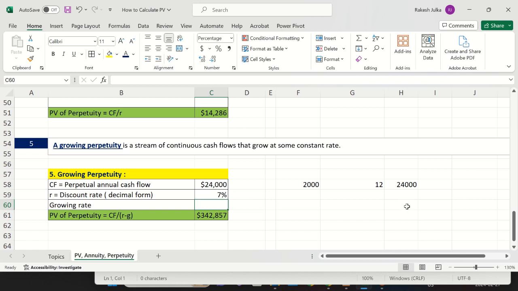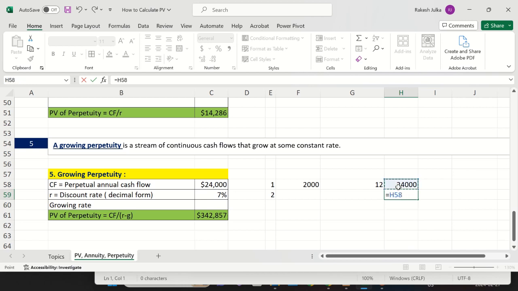Let's say we know the inflation rate is 3%, right? So I want not only $24,000, but next year, the second year, I want not 24,000, I want more than 24,000. It means I want this 24,000 plus 3%, so I want 24,720, right? So it means that I need a 3% growth every year.